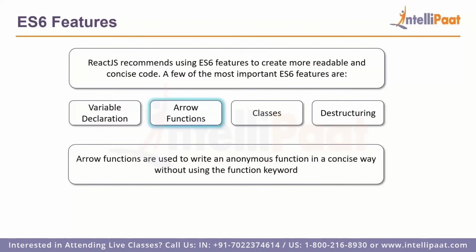Then come arrow functions. Arrow functions are used to write anonymous functions in a very concise way without using the function keyword. Instead of writing an anonymous function with the function keyword, not giving it a name, with brackets for the element names and then curly brackets, for arrow functions all we have to do is use arrow-like syntax, and that will work. We'll take a look at the syntax in just a moment.